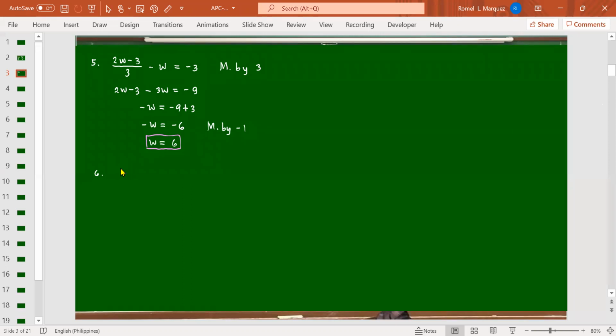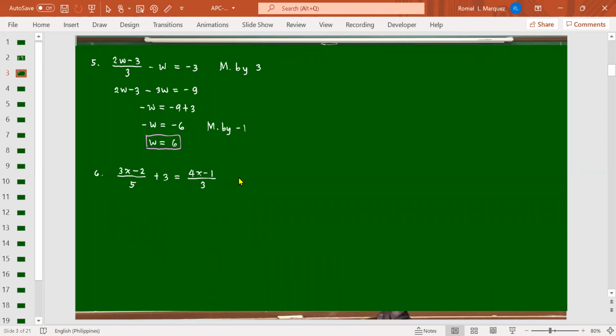What about if we have (3x minus 2) all over 5 plus 3, that is equal to (4x minus 1) all over 3. So first step is to get rid of the denominators involved.